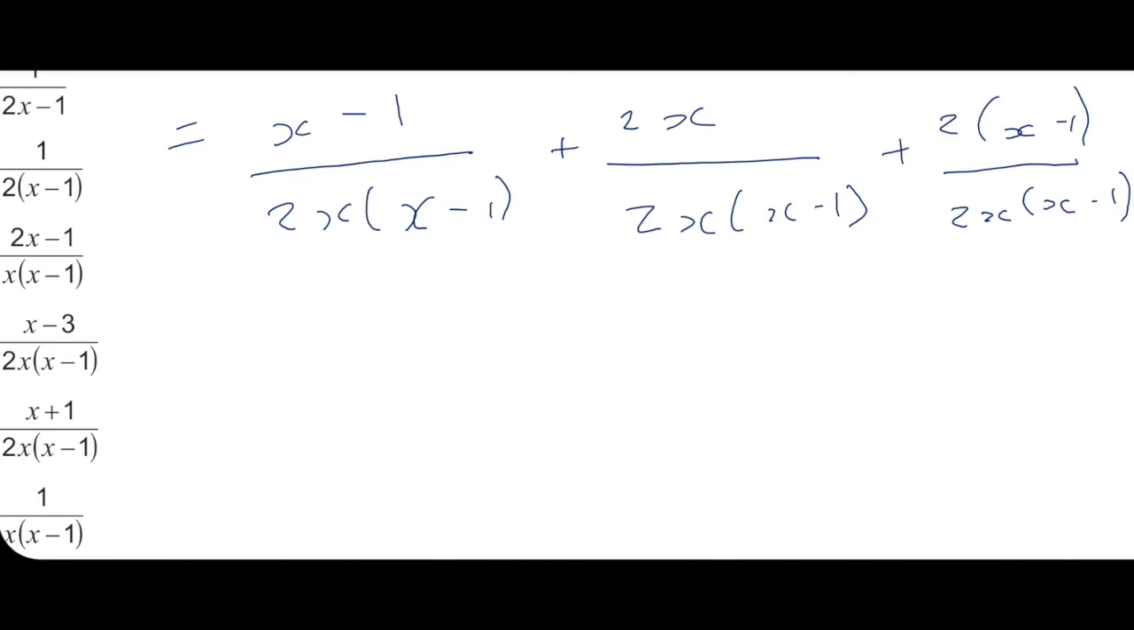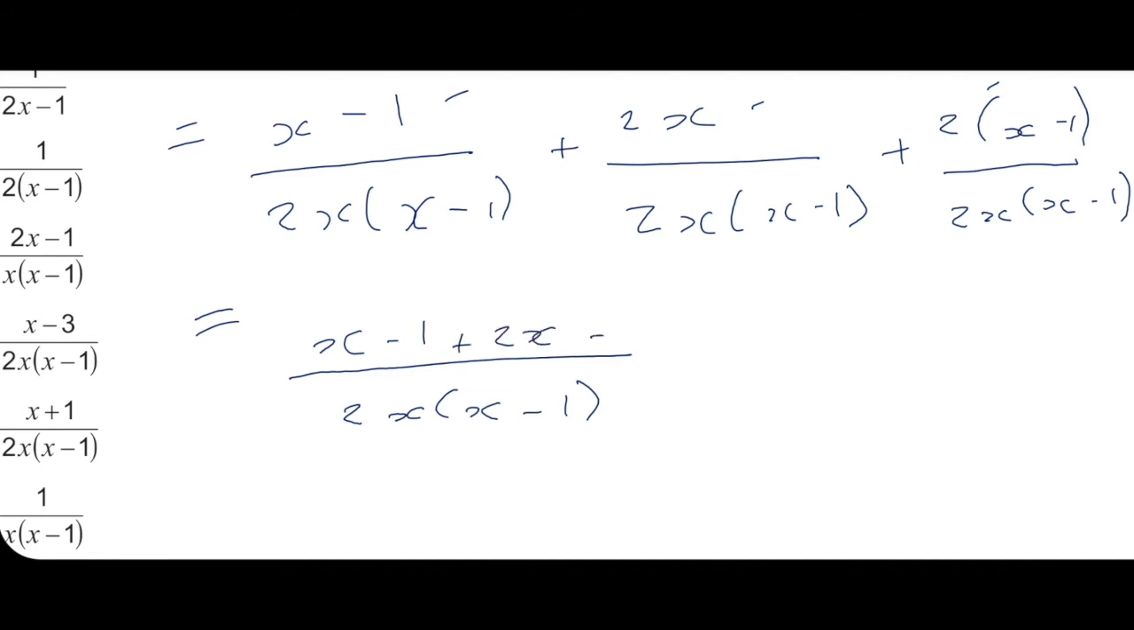Step number 2, as you remember, is to make sure everything is now one fraction. So, we know what the denominator of this fraction is going to be. 2x, x minus 1. And now, all of these numerators can go into this one common numerator. And that's going to be x minus 1 plus 2x plus 2x minus 2.